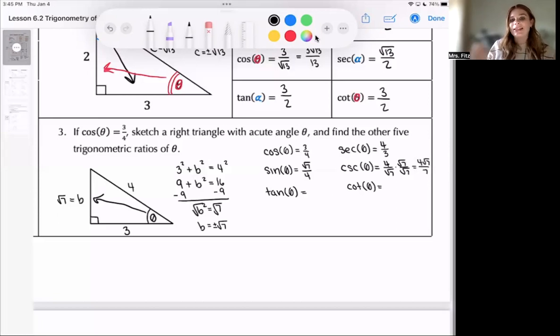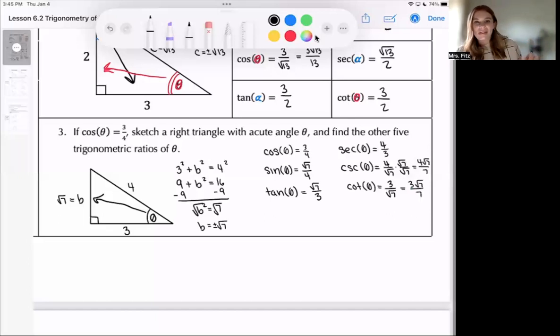Tangent of theta is opposite of theta, root 7, over adjacent, which is 3. Cotangent, we just flip it. So we get 3 over root 7. We rationalize that. You should get 3 root 7 over 7.